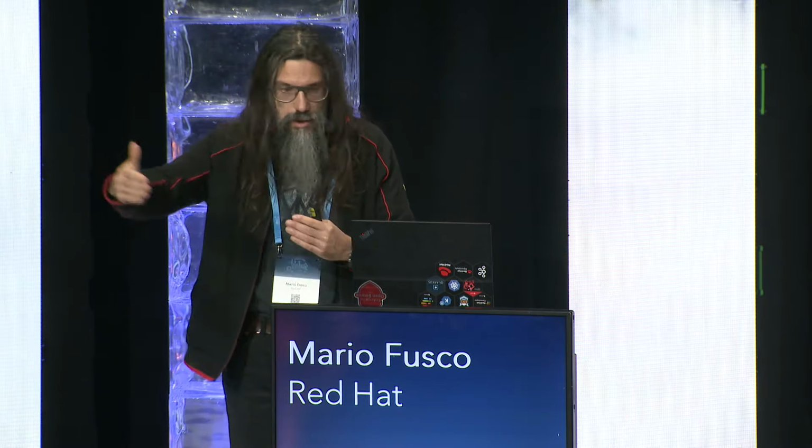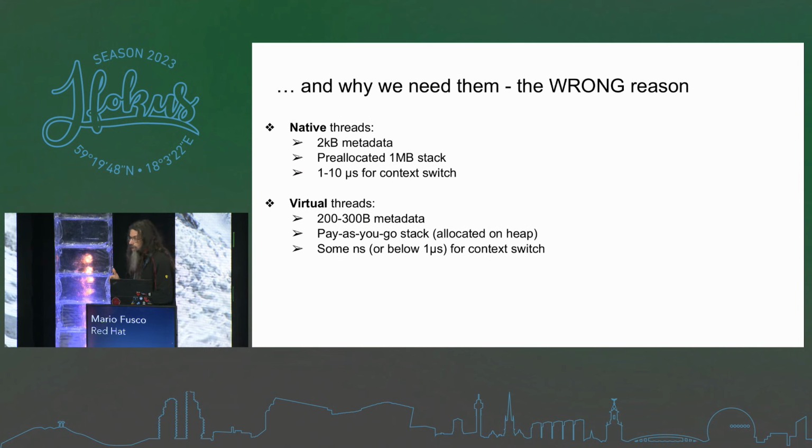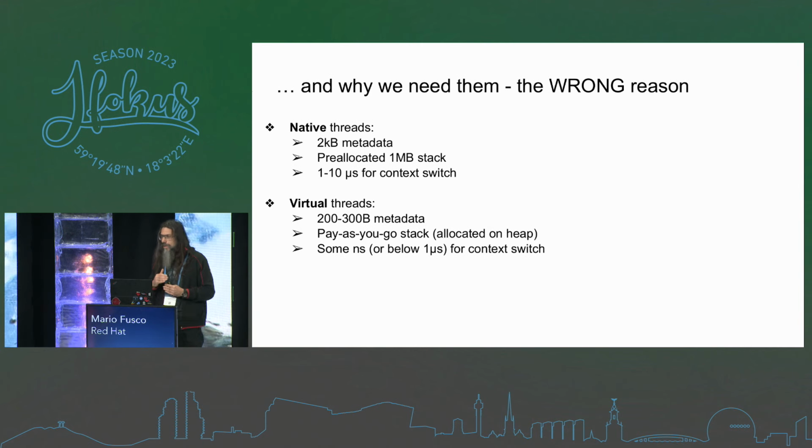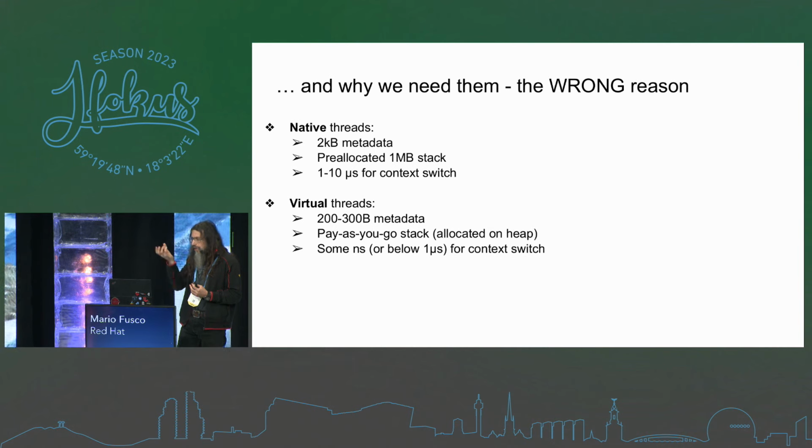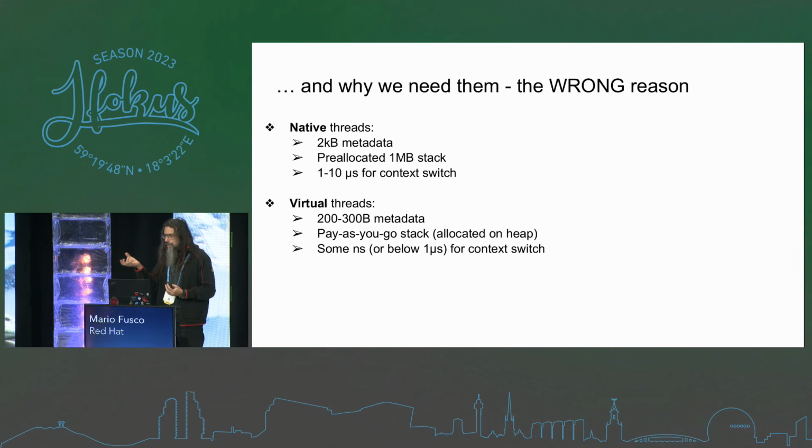The other important difference is context switch, and this will be important for performance, as you will see later. Context switch for native threads is performed in the kernel space, and it's quite expensive. While for virtual threads, which are data structures in the virtual machine, it's not performed in kernel space, it's performed in user space. And this means that it's generally 10 times faster.